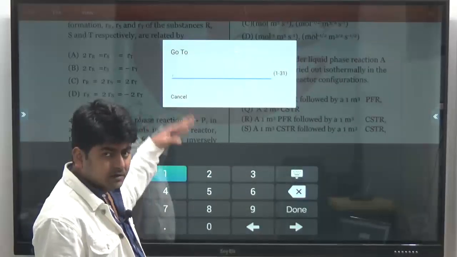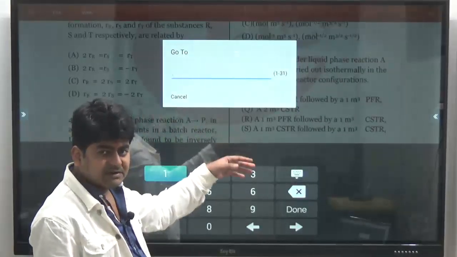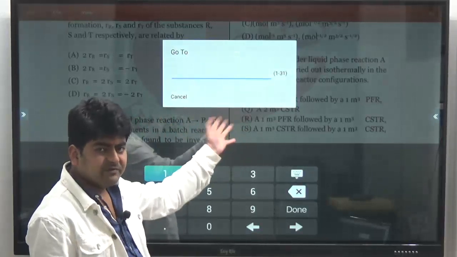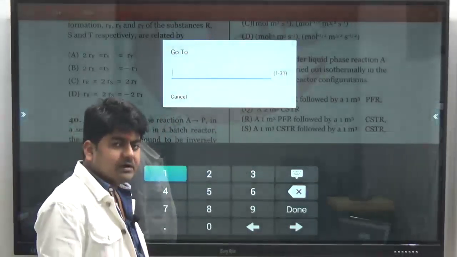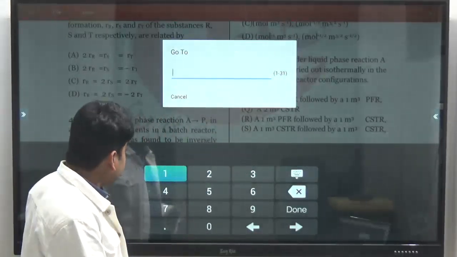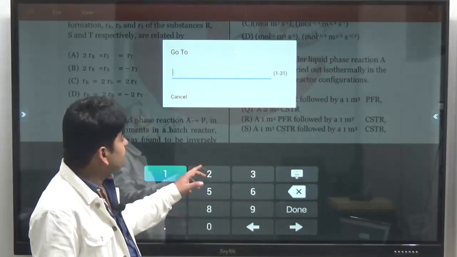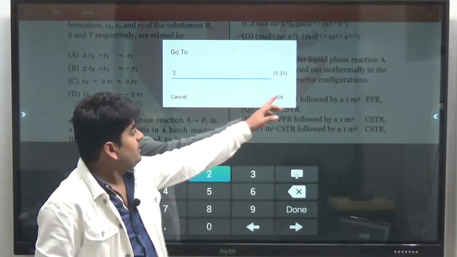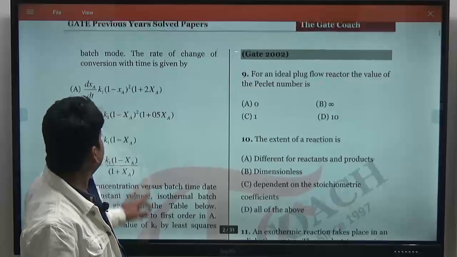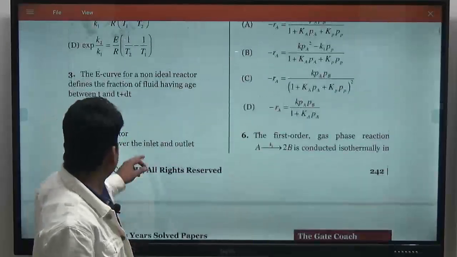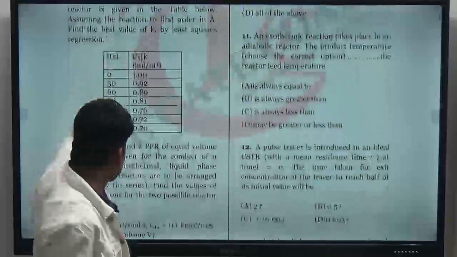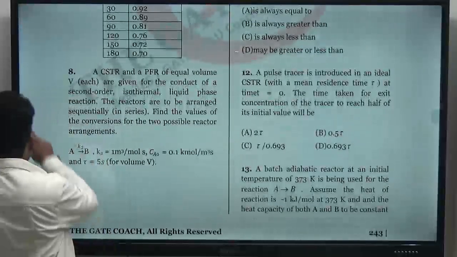So I hope you understood how to solve question number 8. Both arrangements, MFR PFR in series, first MFR then PFR, and second PFR then MFR, you have to solve that. And as I told you in the last part, try to solve that in terms of concentration, because it will be a little easier for you to get the answer in less time.